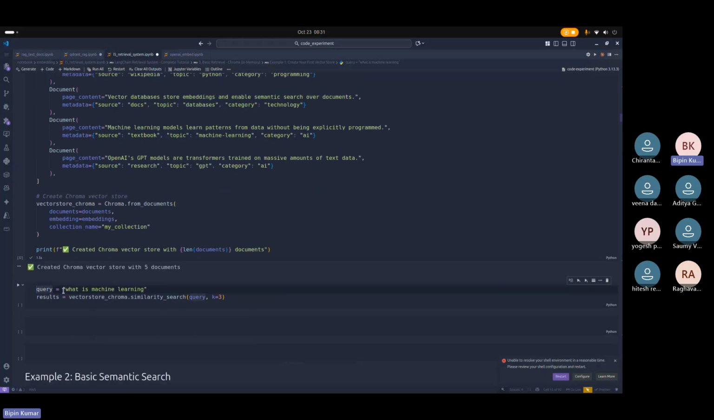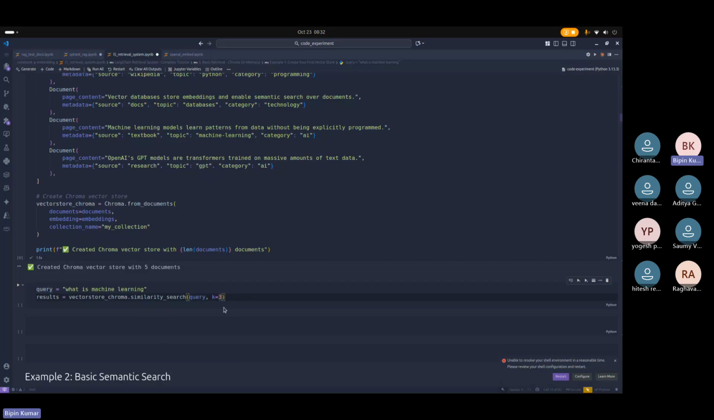If you see here, first is a query, and this vector store Chroma you need to put here, then dot similarity search. Inside this there are two arguments. One is query, the question you are asking. And k equal to 3 means how many similar documents you want in the output. If you put k equal to 3, it will provide 3 documents. If you put k equal to 1, it will provide 1.